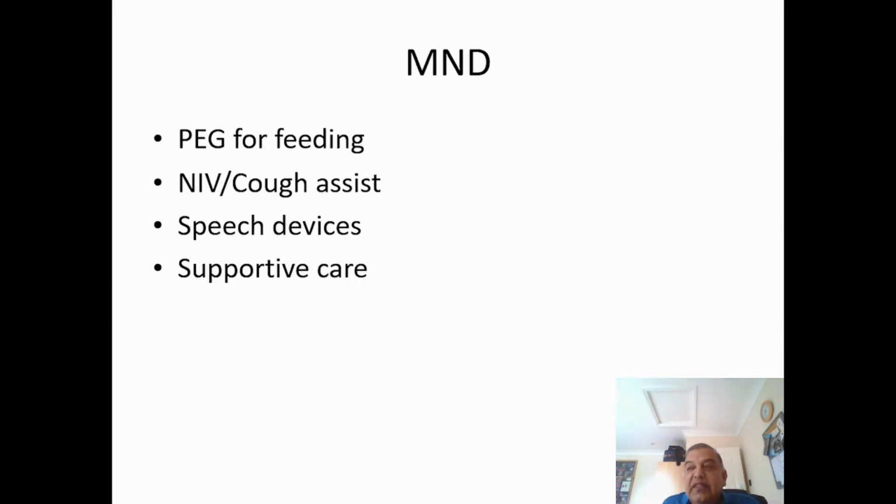A lot of supportive care is needed. Patients may need non-invasive ventilation or even invasive ventilation depending on their condition, and a cough assist device could be helpful. They usually need a PEG tube for feeding. Speech devices are helpful for them to communicate, and supportive care from rehabilitation medicine, occupational therapy, and physiotherapy is extremely helpful to these patients.